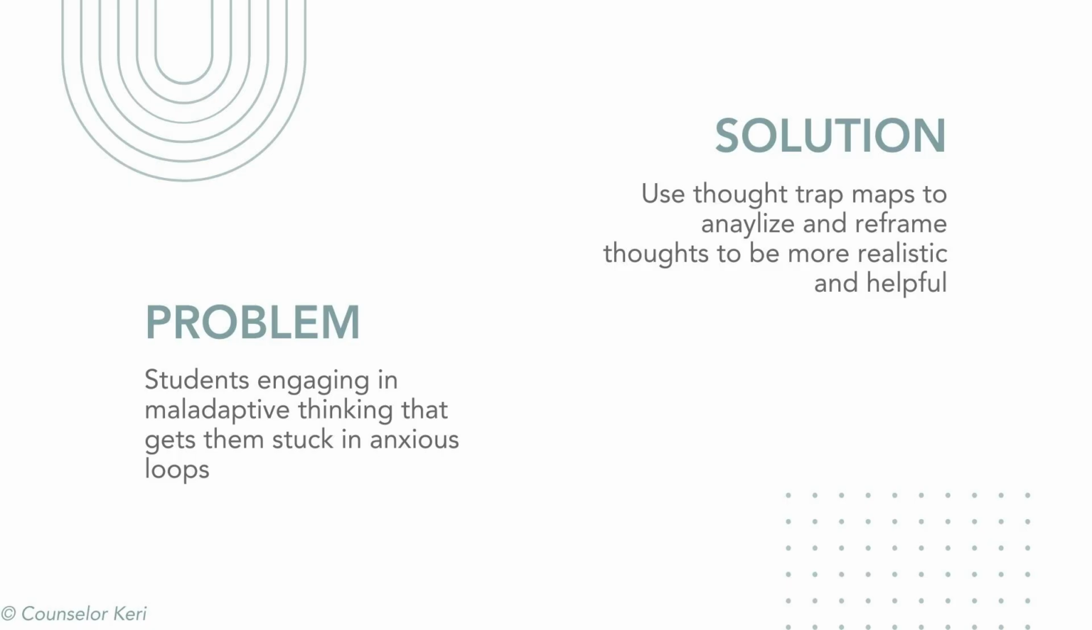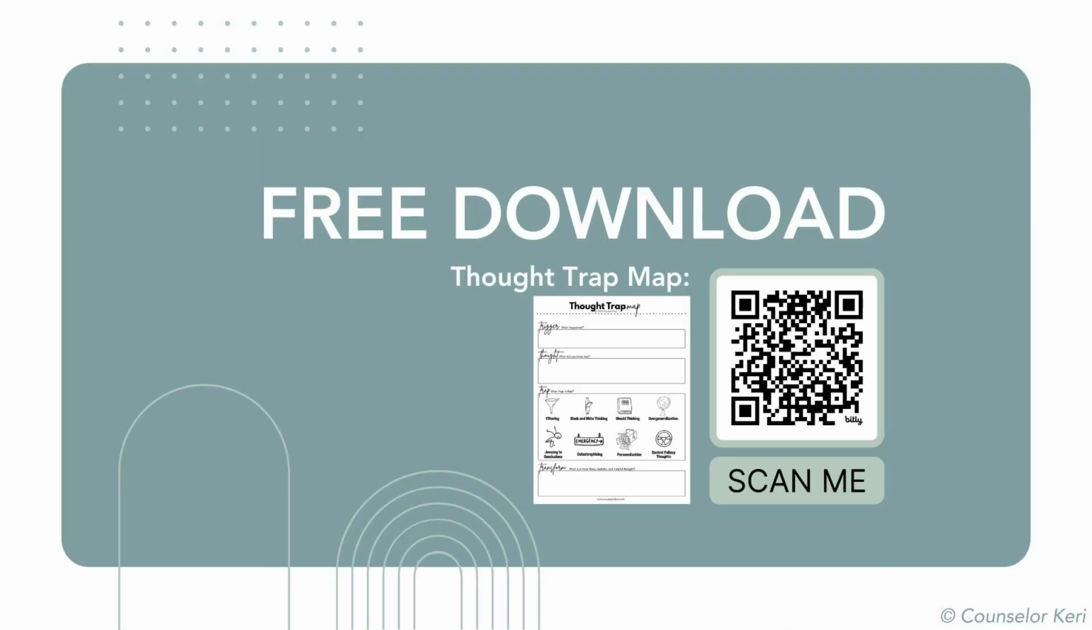So if you have students who are engaging in maladaptive thinking that gets them stuck in these anxious thought loops, try using the Thought Trap Map. This helps them to analyze and reframe their thought to be more realistic and helpful so that they don't get stuck. The Thought Trap Map is a practical visual CBT tool that gives anxious students a new lens on their thoughts.